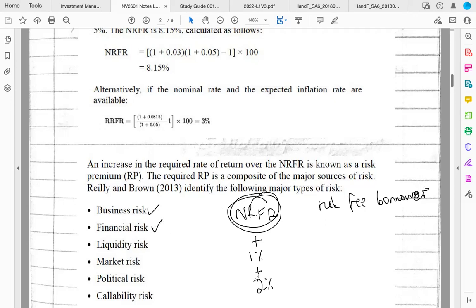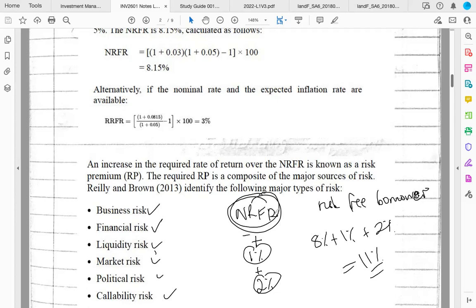Maybe we'll add another 2% on the nominal risk-free rate of return. So we can keep adding risk premiums for all the types of risks that we have. And you might find if the nominal risk-free rate of return was 8%, we can add 1% maybe for business risk, and maybe 2% for liquidity risk, and then we can end up with maybe an 11% required return.